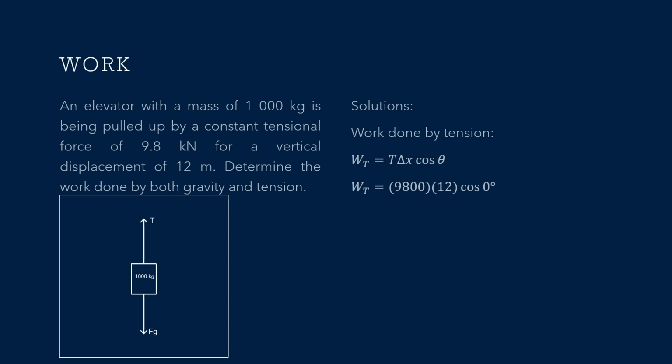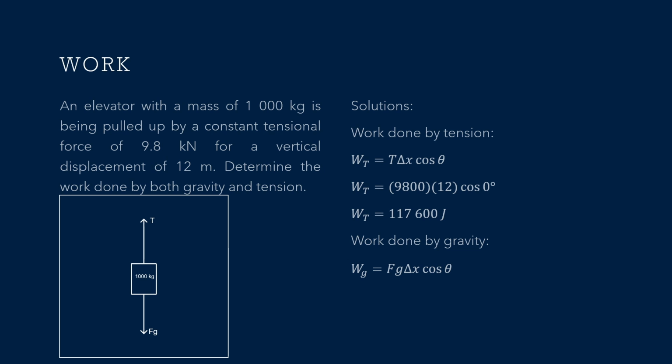The displacement I was given as 12 meters. That's fine. And the angle, because it's vertically upwards, it should be 0. And that should give me an answer of work done by tension is equal to 117,600 joules. Now let's move on to work done by gravity.